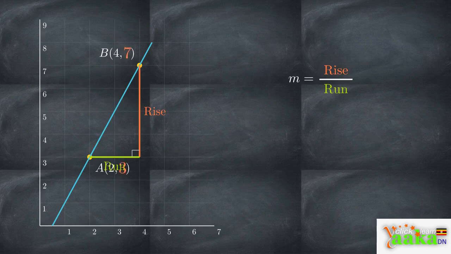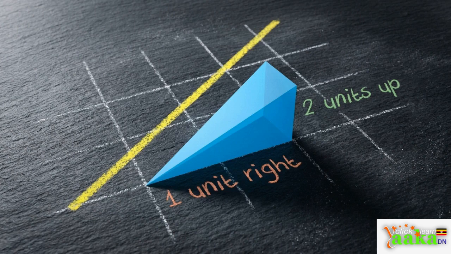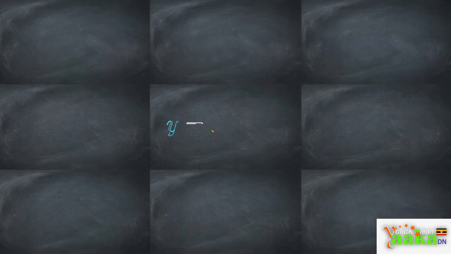Subtracting our y values gives us a rise of 7 minus 3. Subtracting our x values gives us a run of 4 minus 2. That simplifies to 4 divided by 2, resulting in a gradient of 2. A gradient of 2 means that for every single unit you move to the right, the path must rise by exactly 2 units. Now we need to find the full equation of a completely new line.